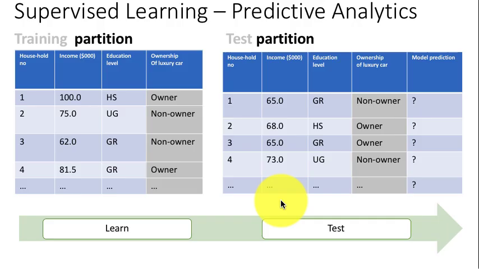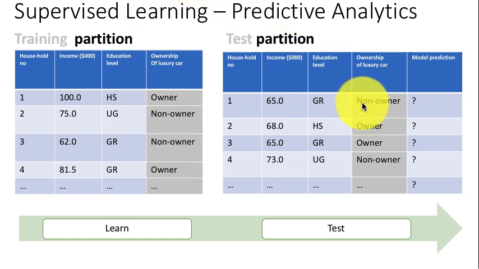Okay, so let's see how it works. So here's your training partition, and I'm just showing 4 rows here. But what you're going to do is look at the data in the training partition, and the machine is going to learn from this. It's going to learn some way to figure out, based on the predictor attributes like income and education level, whether a person is going to be an owner or a non-owner. That's the model. Somehow looking at this, it will figure out a way to find out if a person is owner or non-owner. Then it goes to the test partition.